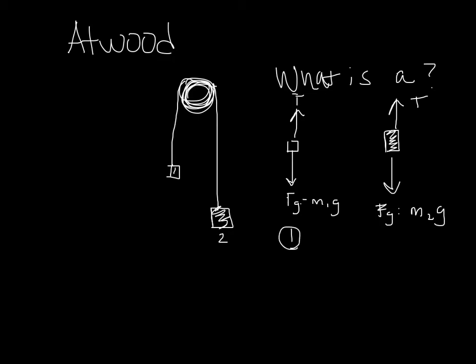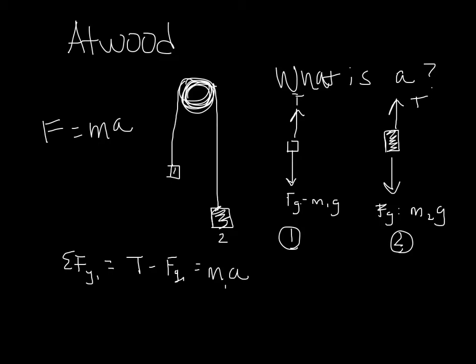So let's say that this one is for block 1 and this one is for block 2. So the sum of the forces in the y direction for block 1 are tension minus the force due to gravity on block 1, which is equal to, remember, F always equals ma. So that is equal to mass times acceleration, m1a. And we're going to assume that block 2 is more massive, so the masses are going to accelerate up and over. So block 1 is going to be going up and block 2 is going to be going down.